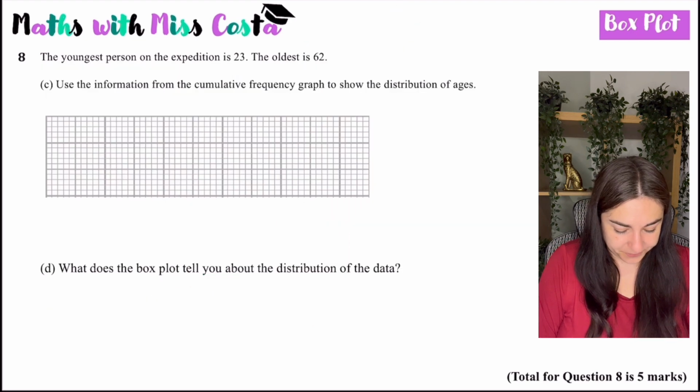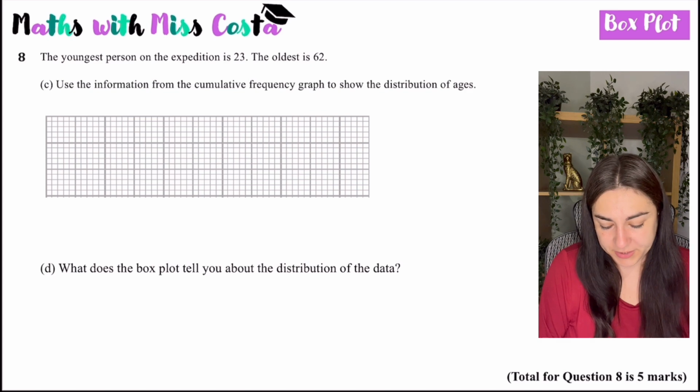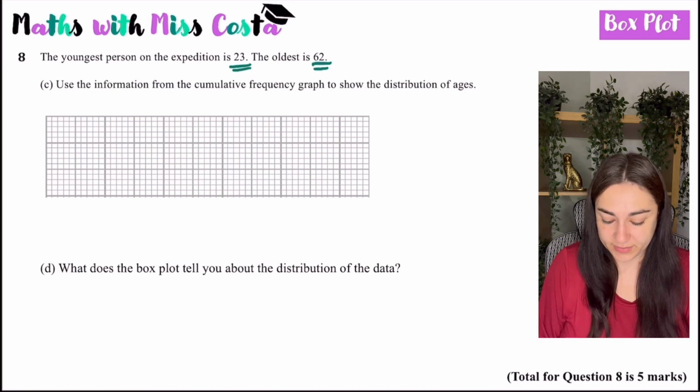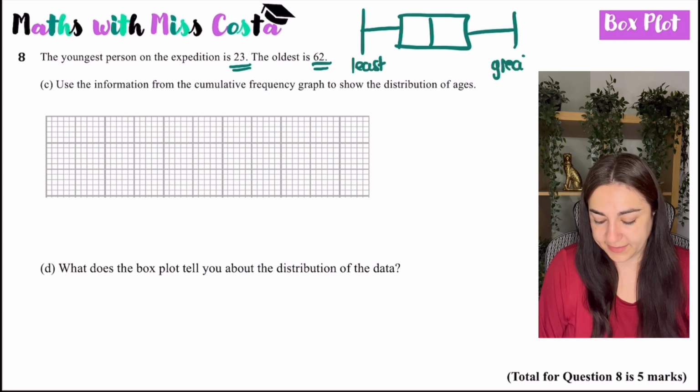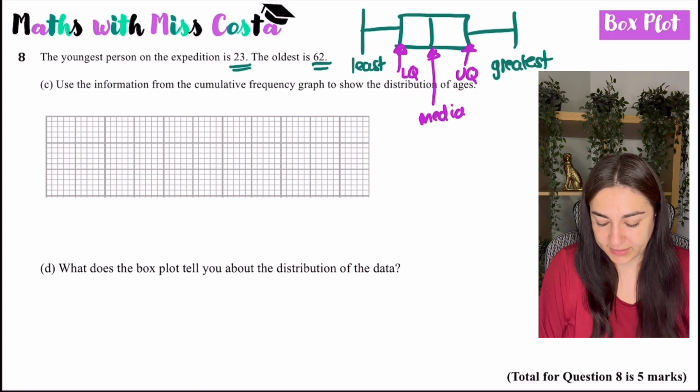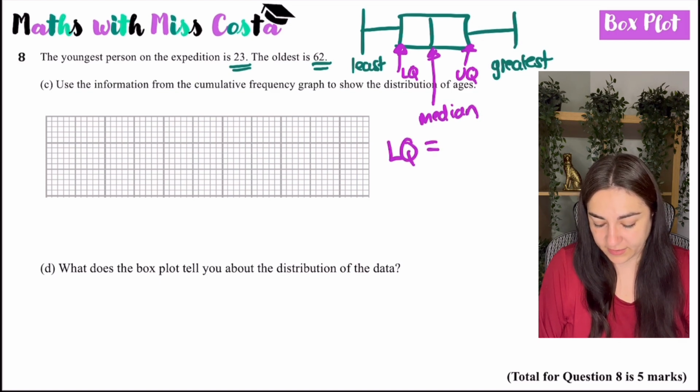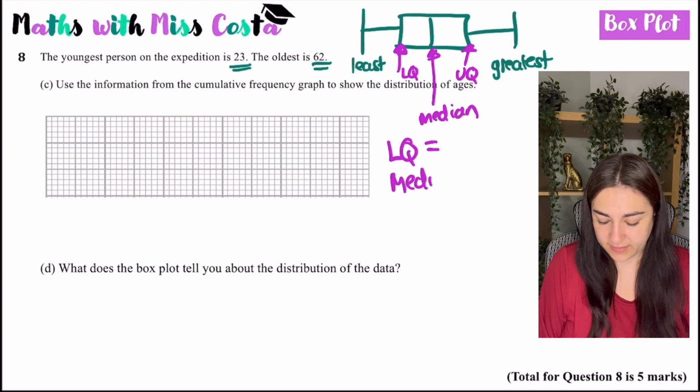Okay, next. The youngest person on the expedition is 23. The oldest is 62. Use the information from the cumulative frequency graph to show the distribution of ages. So for a box plot, you always plot it like this, where this is your least value, this is your greatest value. The box ends at the lower quartile and the upper quartile, and this represents your median. So from my cumulative frequency graph, I'm going to need to get the lower quartile, the median, and the upper quartile in order to complete this.